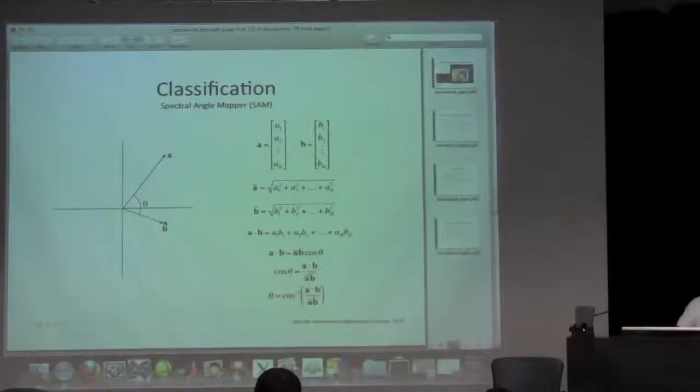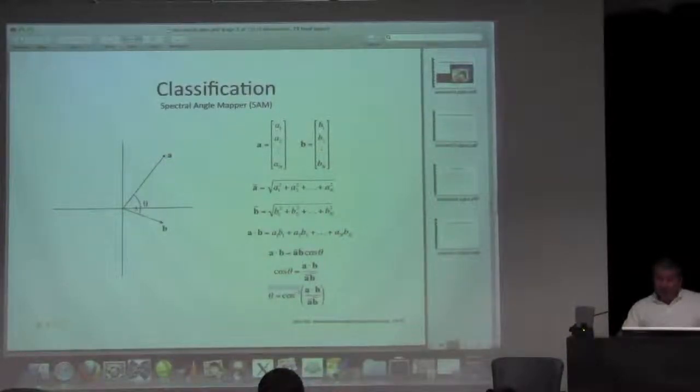And then I could take the arc cosine and get the angle theta. So that equation right there is the angle between two vectors. That's nothing new. You've done that before. All right, so how do you use that as a classifier?